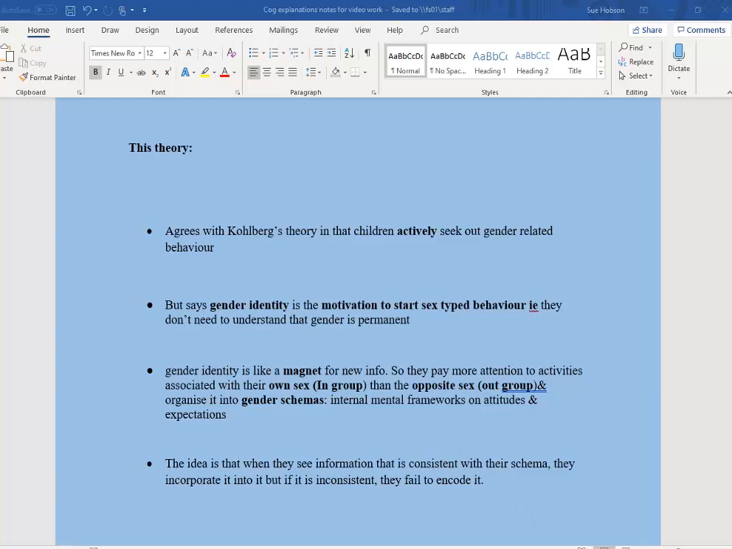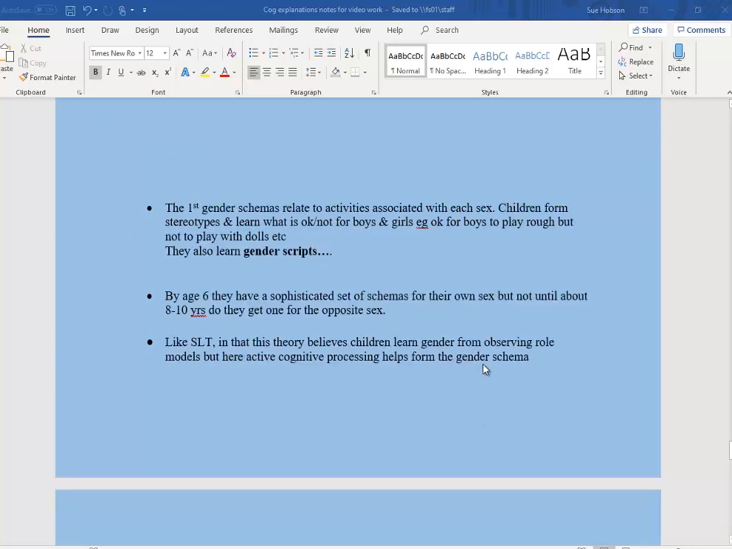What else do we need to know? Okay, so the first, gender schemas relate to activities associated with each sex. Children start to form stereotypes and learn what's okay, for example, and what's not okay for boys and girls. So, for example, it's okay for boys to play rough, but not to play with dolls, and vice versa for girls. Okay, so they're learning these gender schemas, and they're also learning gender scripts, which is the sort of behaviors that go with it. By about 6, they've got quite a sophisticated set of schemas for their own sex, but it's not until a bit later, roughly about 8 to 10, that they start to get a better one for the opposite sex.